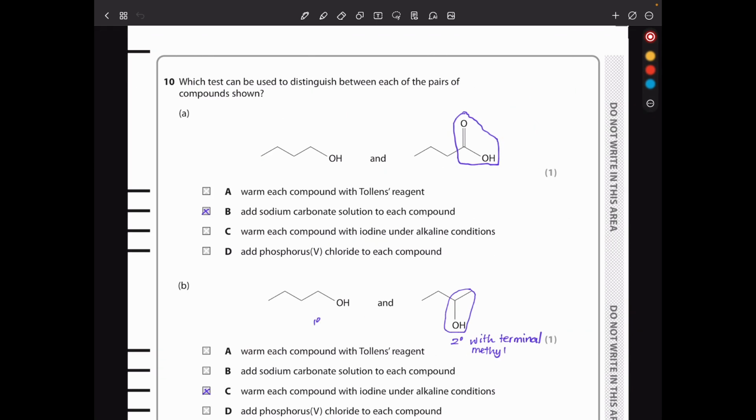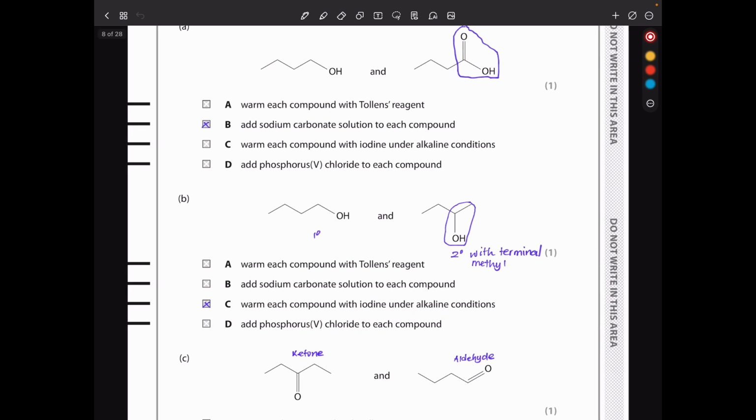In question 10, which test can be used to distinguish between each of the pairs of compounds shown? This is an alcohol and a carboxylic acid. Here we can react with sodium carbonate. The carboxylic acid gives us carbon dioxide, and there is no observable change here. So B says add sodium carbonate, and that should be the perfect answer.